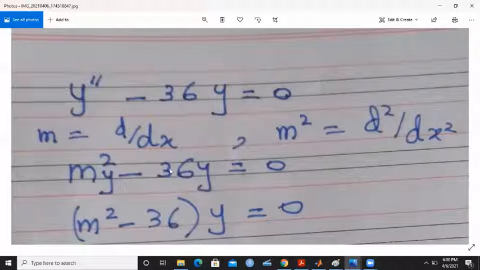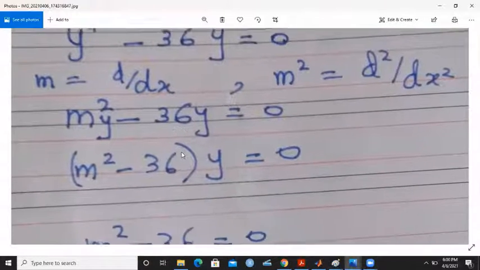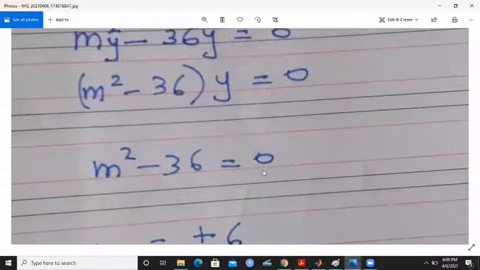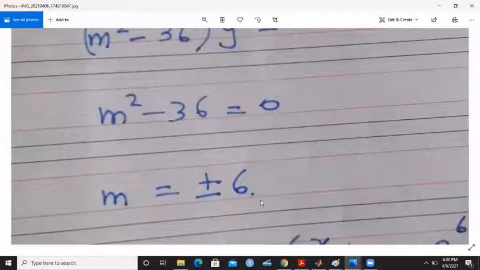Okay, so I will now take y common, and always remember to take y common on the right hand side, because m is an operator. I have (m square minus 36) y. This is called the characteristic equation. Now I will put m square minus 36 is equal to 0, and I will find the roots. I can see that m square is equal to 36 means that m is plus minus 6.